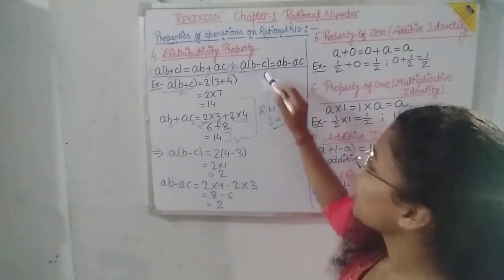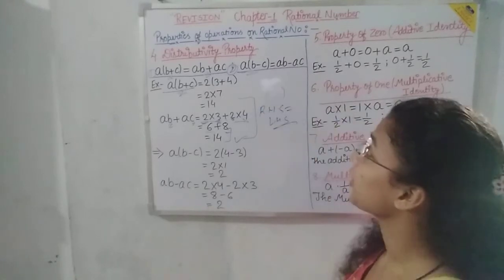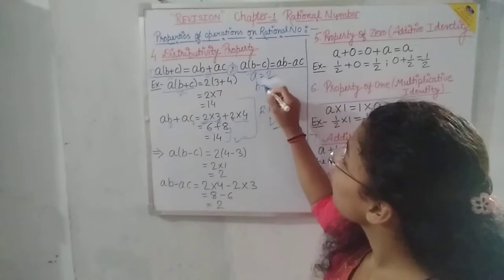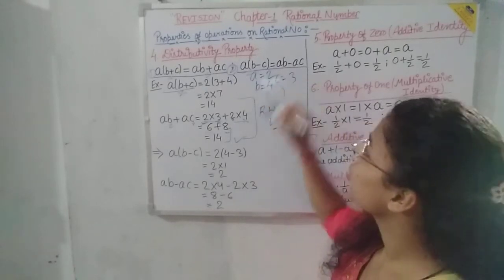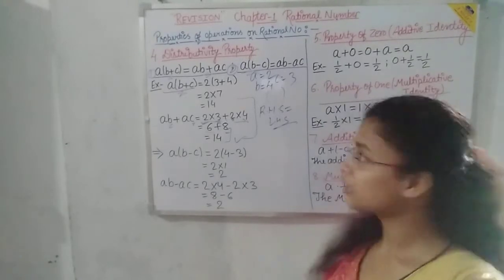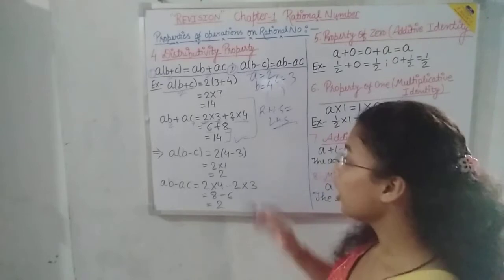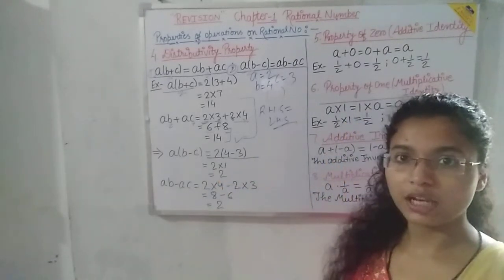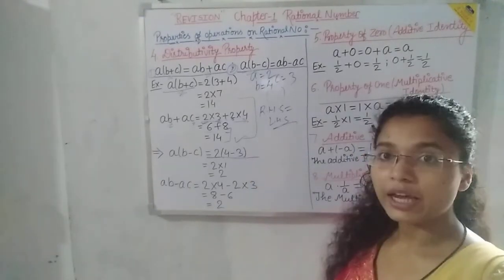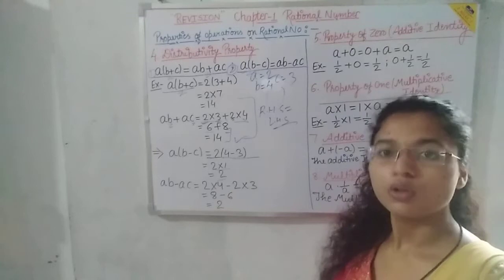Now check the next condition. First of all check for the left hand side, and here I am taking A is equal to 2, B is equal to 4 and C is equal to 3. You can take any rational numbers. Okay, I am taking a simple example. Put all the values in the left hand side. Now first of all, when you solve the bracket, 4 minus 3 will give you 1 and 2 into 1 will give you 2.